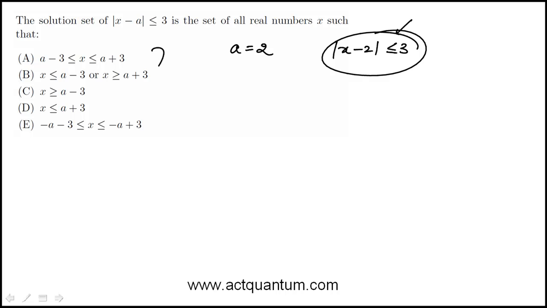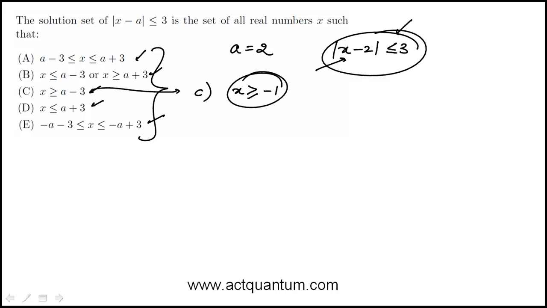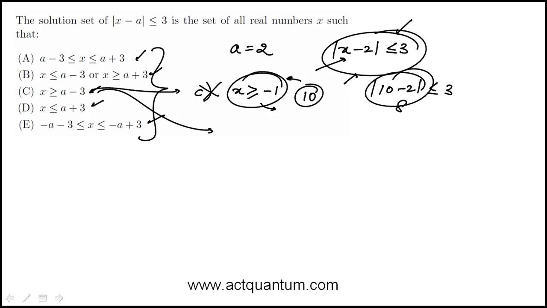So what we'll do is use the answer choices and see if, for all values of these choices, this condition is satisfied. So for example, I'll start with, say, C: A is 2, x is greater than or equal to minus 1. I'm going to pick really large numbers. So for example, x is 10, that satisfies this. If I plug it in here, is the absolute value of 10 minus 2 less than or equal to 3? No, because this is 8. So C is out.